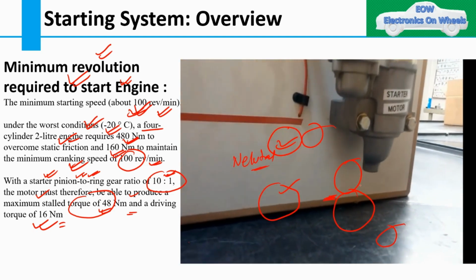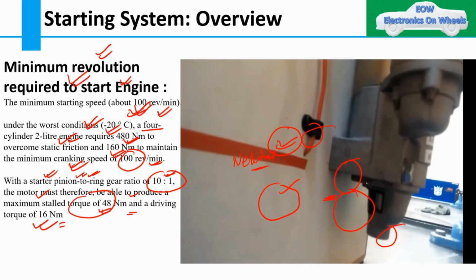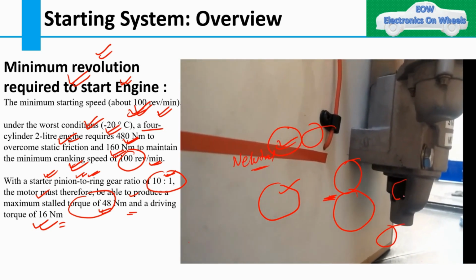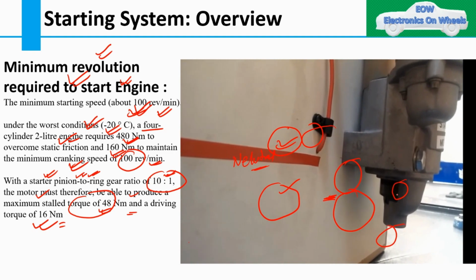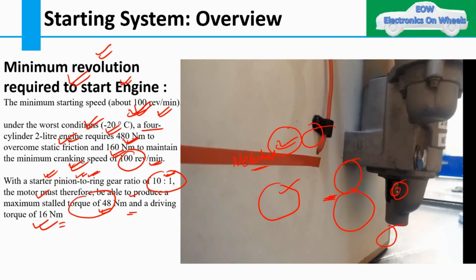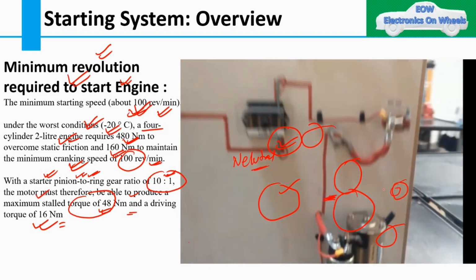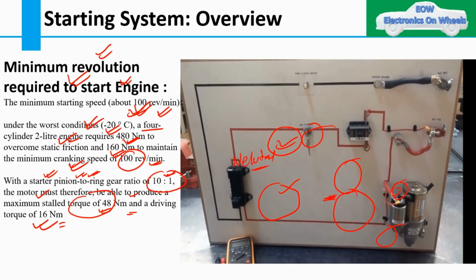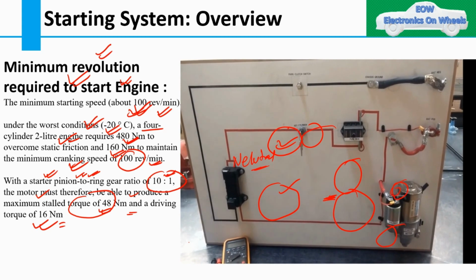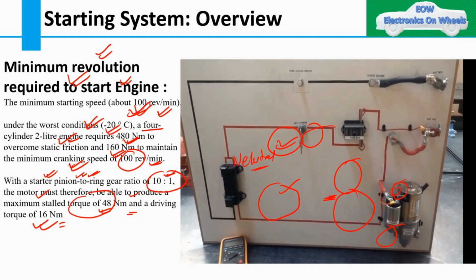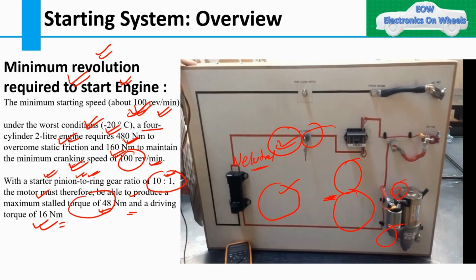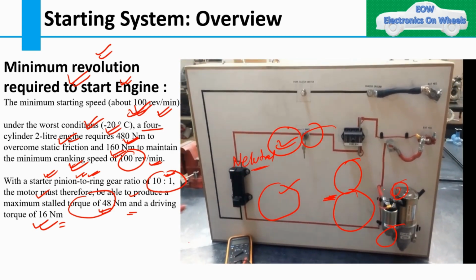If you see here, this which we were discussing, starter pinion to ring gear ratio. So basically this pinion engages with the flywheel ring gear of the engine, and then it starts the engine. Once it starts the engine, then it disengages from the engine. Most of the time it does not stay engaged with the engine once your engine has started.